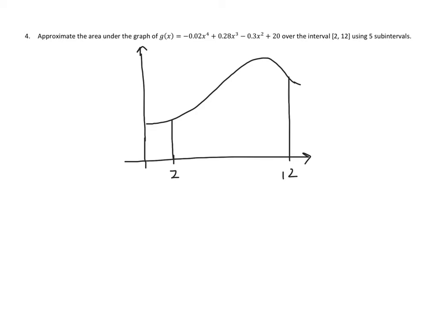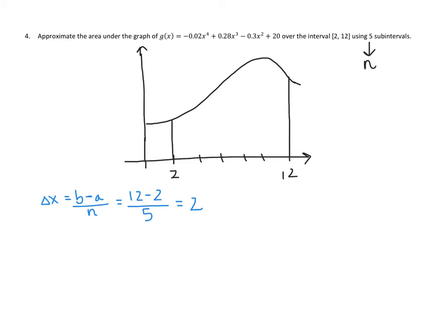Now what we're going to do first is figure out what our delta x is. Our delta x gives us the width of each rectangle, and we calculate that by subtracting our endpoints. So we're subtracting 12 minus 2, and then we're dividing it by n, where n is the number of subintervals. So here in this problem, we're told to use 5 subintervals. So that's what n is equal to, so we're dividing by 5. So 12 minus 2 is 10, so we have 10 over 5, which is 2. So the width of each rectangle is going to be 2.